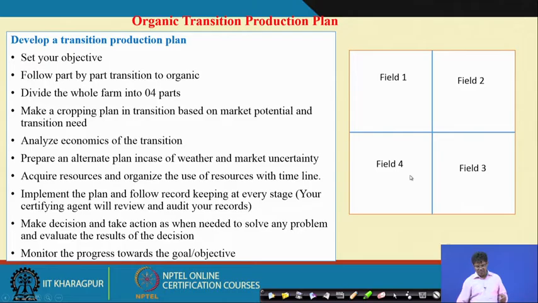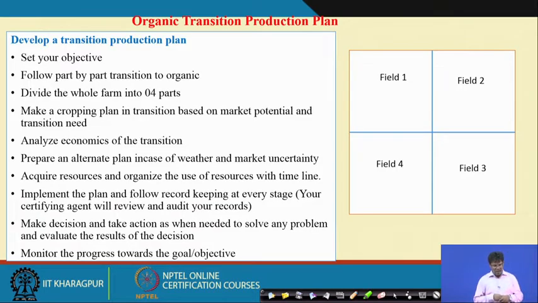So you can start the transition with field 4, and the crop planning depends upon the market, the resources available, technology and the institutions. There you can have a plan and implement it on field 4. Then analyze the economics of this transition, looking at the history or the information from various experiments. If you go for that transition, the organic production plan for any field, then you can work out the economic returns of that plan.